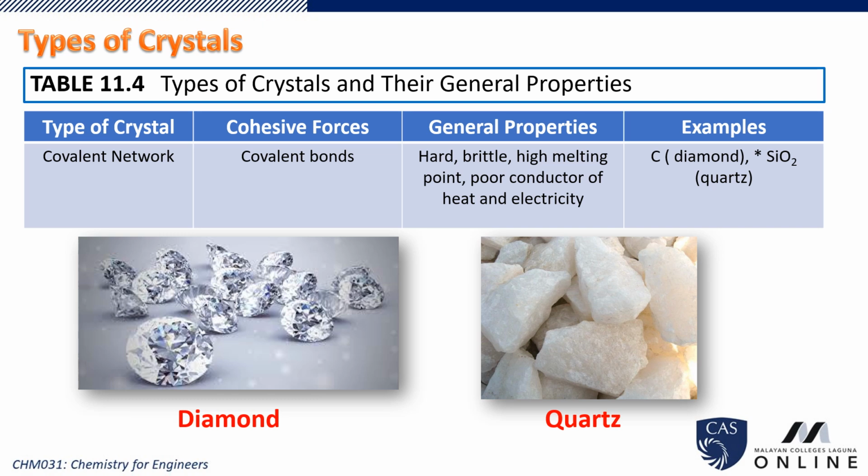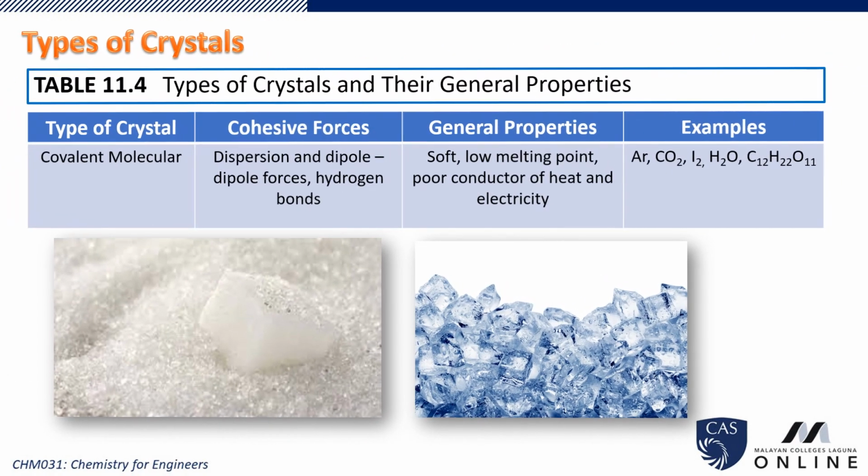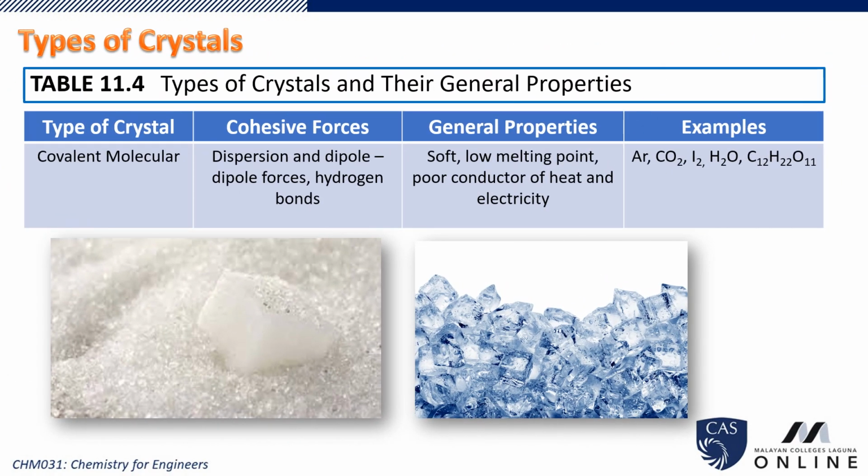For covalent network crystals, they are extremely hard, they have very high melting points, and are poor conductors of electricity. An exception to that is graphite, which conducts electricity due to its layered structure. For covalent molecular crystals, they are soft, they have low melting points, and they are poor conductors of electricity. Examples include carbon dioxide, iodine, and sugar.